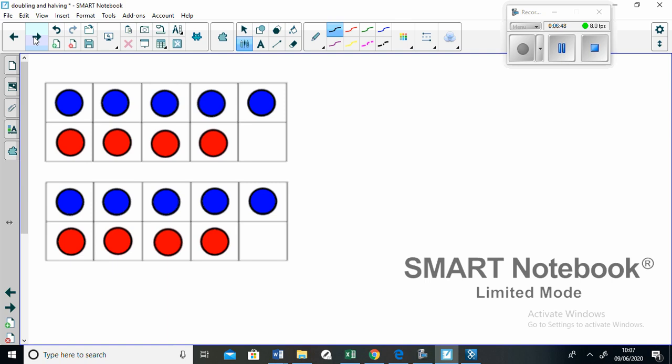Double 9. This is one of the hardest ones we'll have to do, but let's do it. Let's double the 5 and then double the bit. Let's double the 5 and then double the 4. Let's do it in 2 separate parts. Double the blue counters, easy peasy, lemon squeezy. Double 5 is 10. Double the red counters, well, double 4 is 8. Put them both together. Double 9 makes 18. Easy peasy, lemon squeezy.